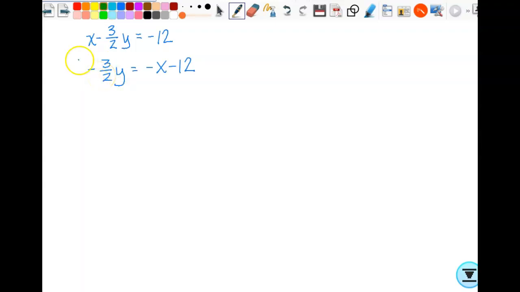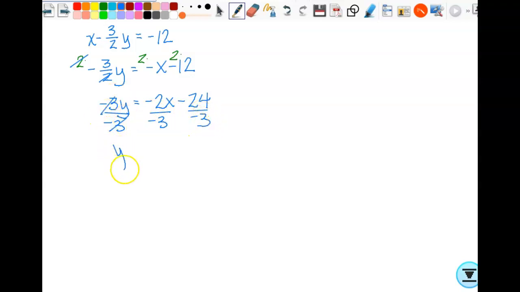But if you're going to do that, you have to multiply every single term by 2. And that's where the mistake comes in when people do this sometimes. So then this 2 cancels this one out. So I'm going to get negative 3y equals negative 2x minus 24. So now it's just a basic equation and there's no fractions in there for me to be afraid of anymore. My next step would be to divide each term by a negative 3. And those cancel out. And I get y equals positive 2/3 x plus 8. Okay.